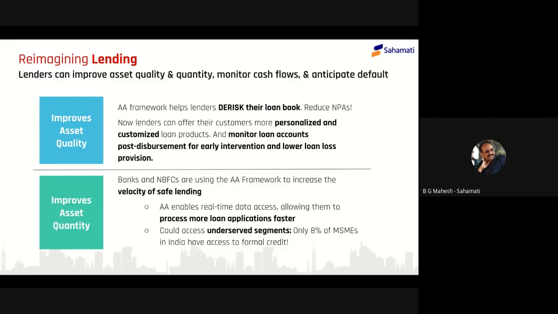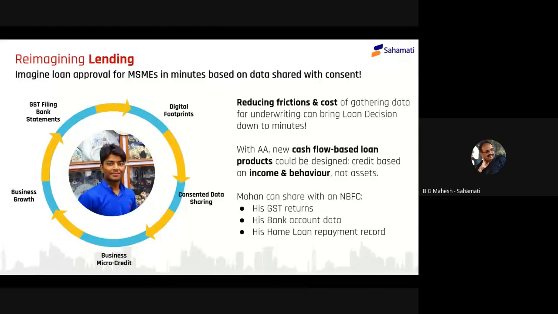Also, in India, a mere 8% of MSMEs have access to formal credit, which means only 8% of them are able to go to the banks. Everybody else either doesn't apply for a loan, or if they apply, they actually go to the private lenders and get a loan at a very, very high cost.